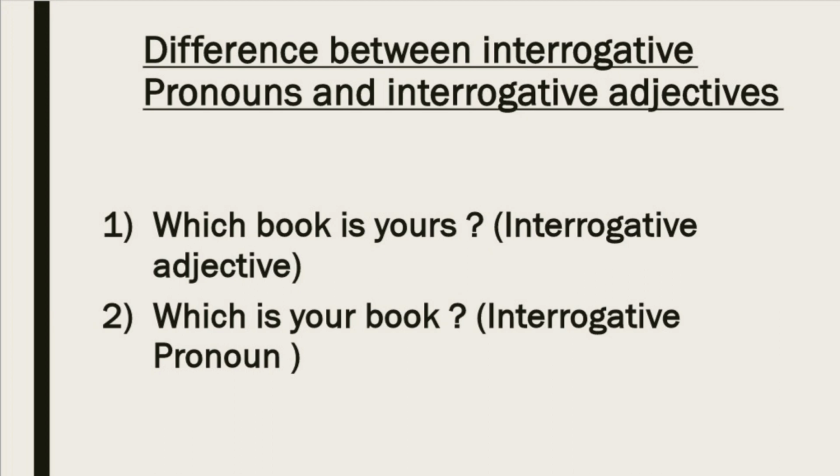Let us have a look at these two examples here. Which book is yours? And the next example is, which is your book? One is an interrogative adjective, and why is it an interrogative adjective? Because it is describing, okay, a noun is just placed next to it. So, therefore, it is an interrogative adjective. And in the sentence number 2, which is your book? In this particular sentence no noun is placed near the interrogative word which. So, therefore, it happens to be an interrogative pronoun, right.